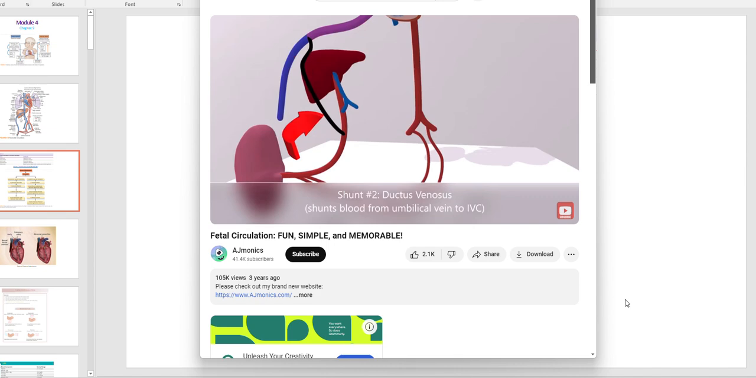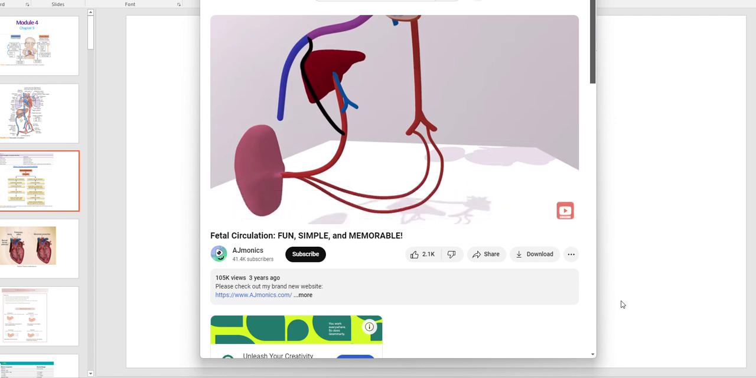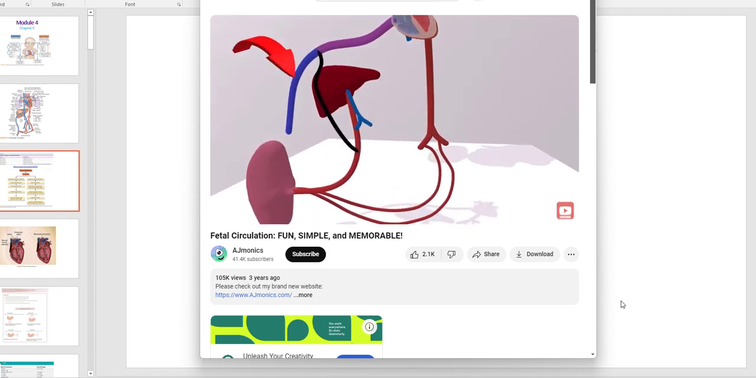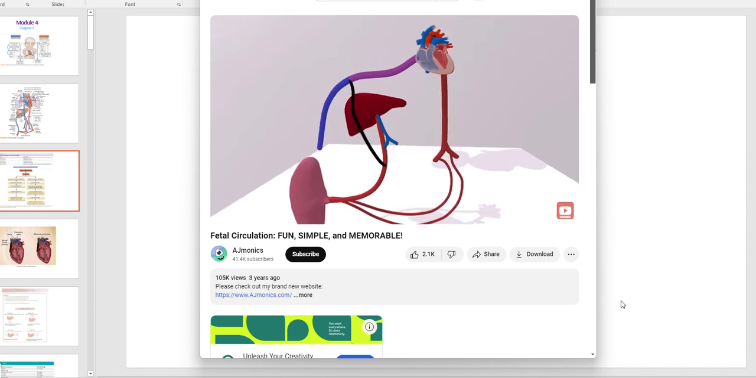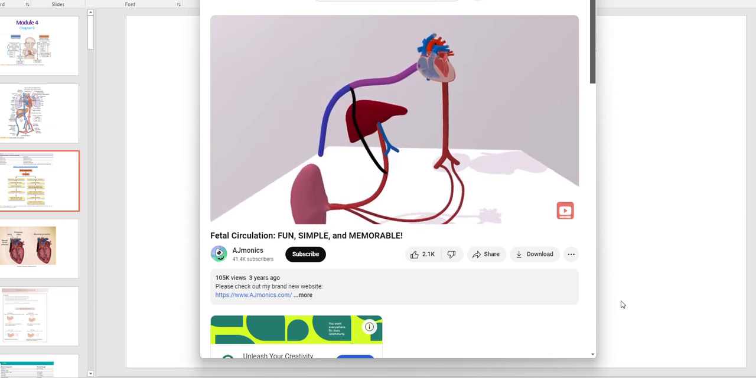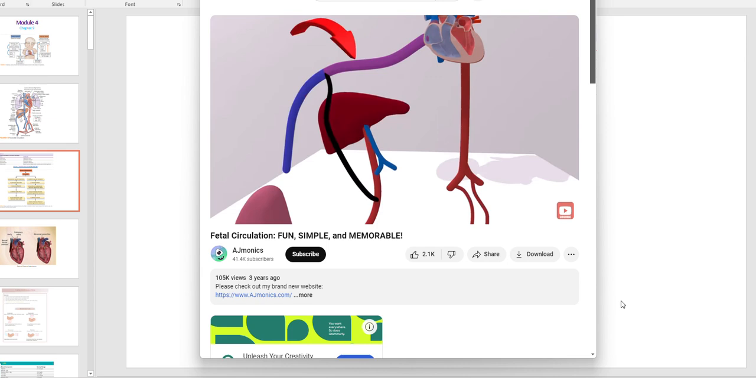We have the ductus venosus over here in black. It's not really black, I just made it black to make it easier to visualize. The oxygenated blood in the ductus venosus joins with the inferior vena cava over here. The inferior vena cava, of course, is deoxygenated, as it brings deoxygenated blood from the legs and feet. And so what happens is, the ductus venosus and the inferior vena cava come together. The oxygenated blood from the ductus venosus and the deoxygenated blood from the inferior vena cava mix. And there we have mixed blood in the inferior vena cava.